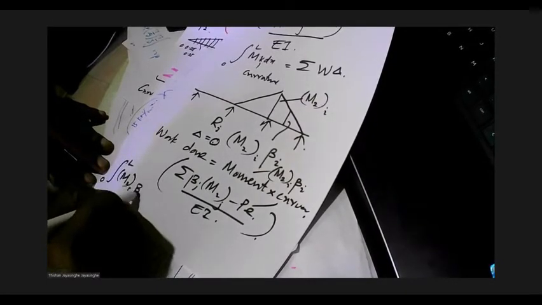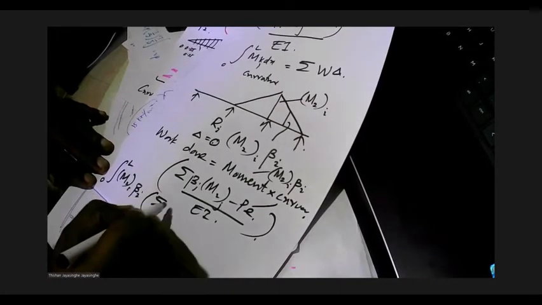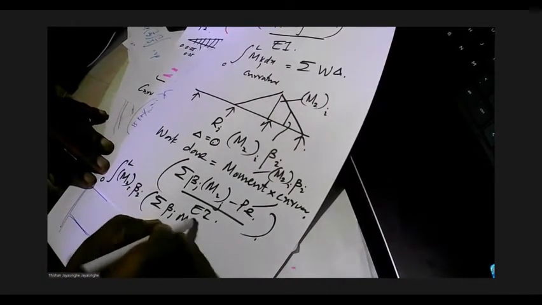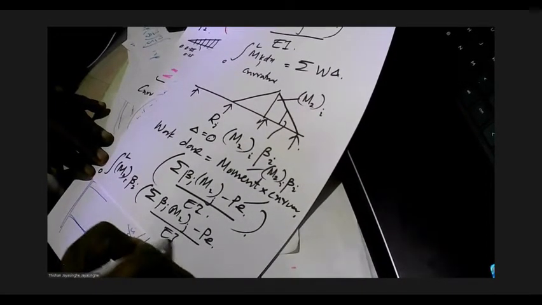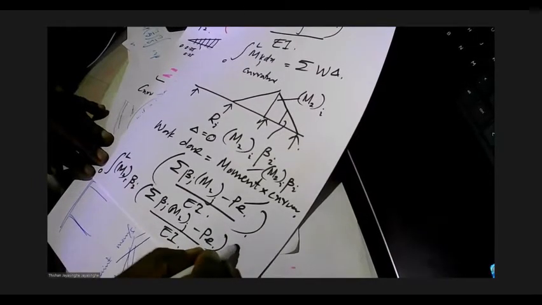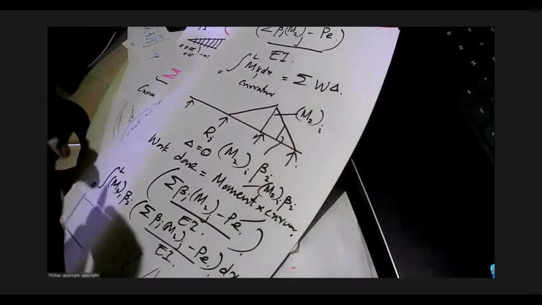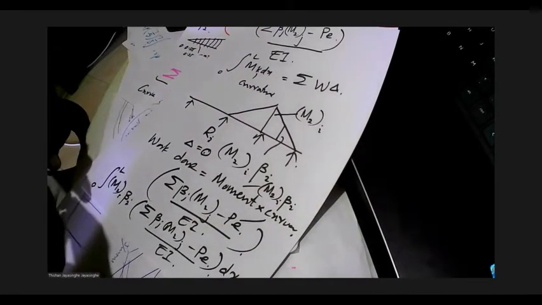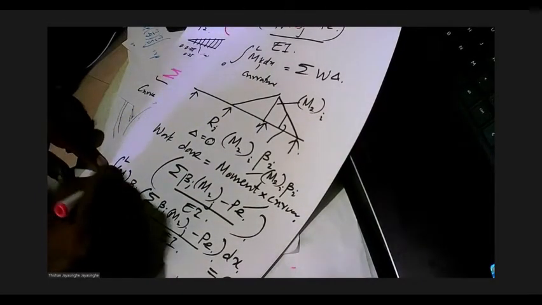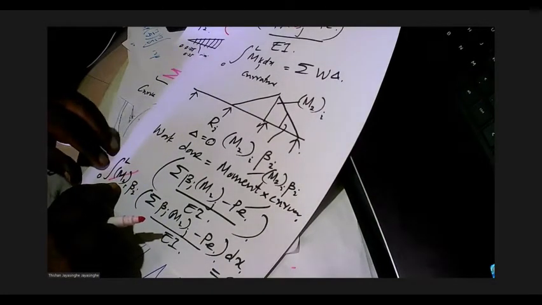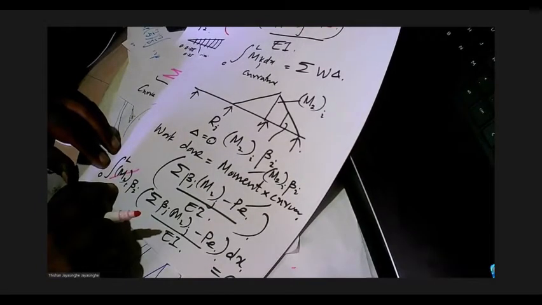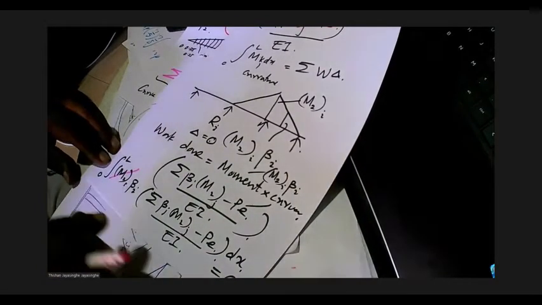So basically, when we write this over integration L, M2i beta i multiplied by sigma beta j M2j minus PE over EI times dx equals 0, because the right hand side is 0, the deflection at each support is 0. So you can write the equation like this, and M2i can be removed because it is the secondary moment at a given support, and because this side is 0, you can remove that.